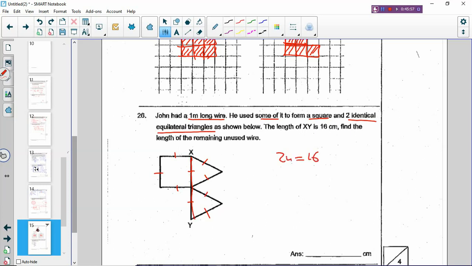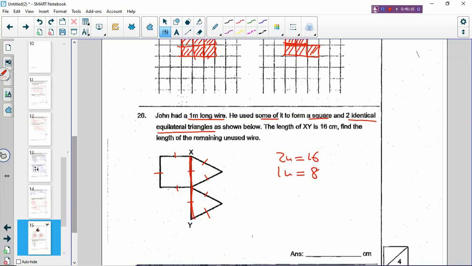So when you look at area and perimeter, one of the methods that I have mentioned before is to look for equal parts. And what do you call equal parts? You call them units, or sometimes you call them parts. So what do you do next? Then you start counting. 1 unit is how many? So 1 unit will be 16 divided by 2.